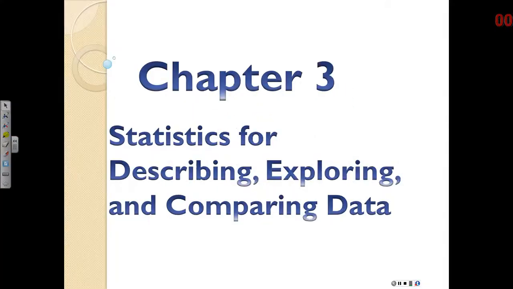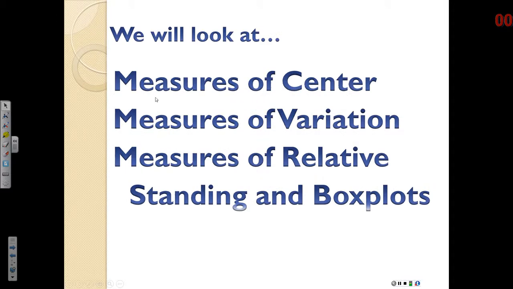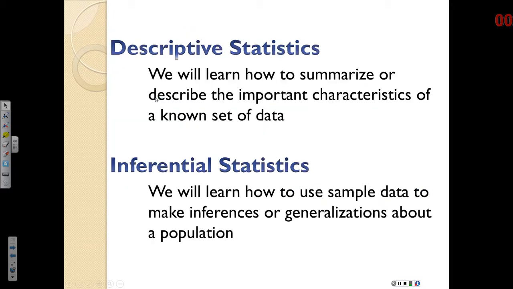Chapter 3 is going to be about looking specifically at our sample and trying to analyze that data: looking at the averages, looking at the spread. So we're really getting into some real statistics today. First, we're going to look at the measures of center today. On Tuesday, we'll look at the measures of variation, and then we'll do relative standing and box plots probably next Thursday.